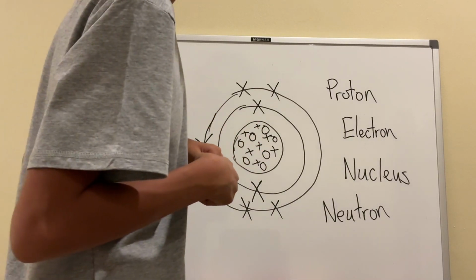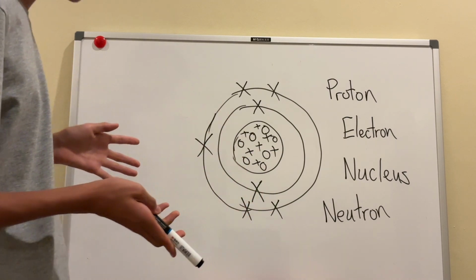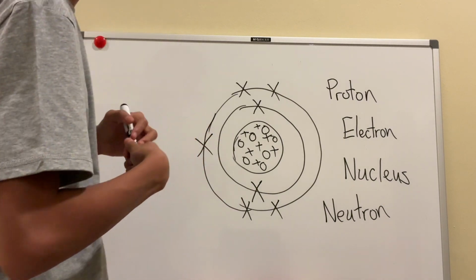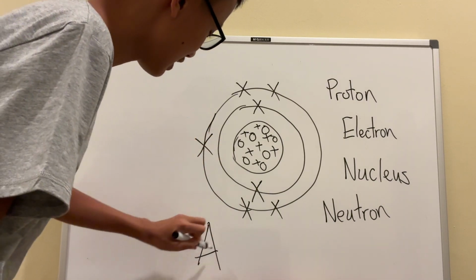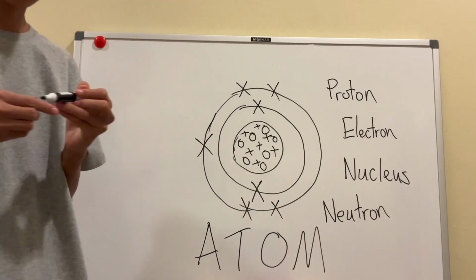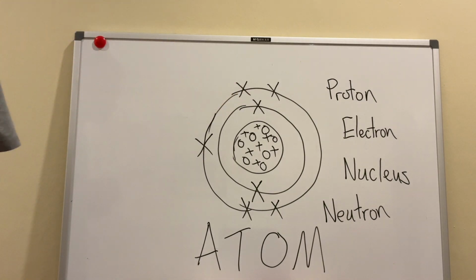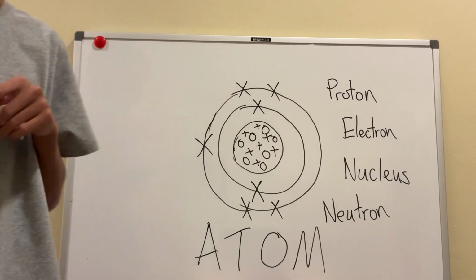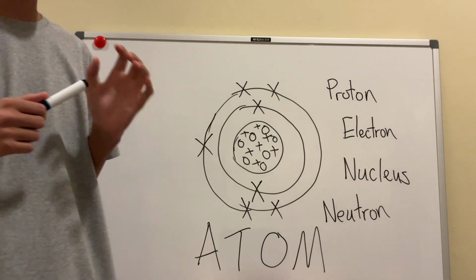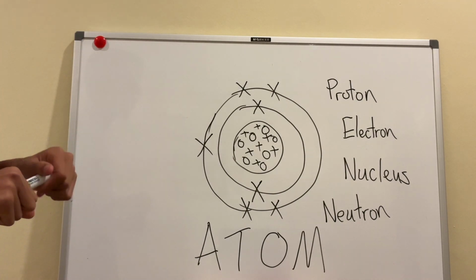Look at this. At first, you might think, what is this? A planet? Jupiter? No, it's an atom. A-T-O-M. So before we deep dive into what's inside an atom, we need to first know what an atom is. What is it? It's the smallest particle that cannot be broken down further in a chemical reaction.